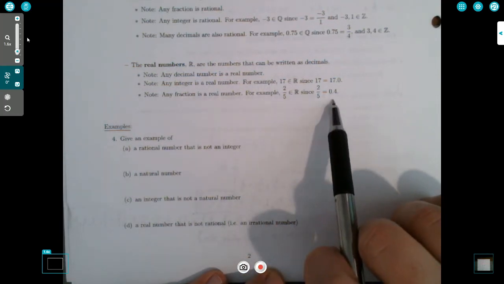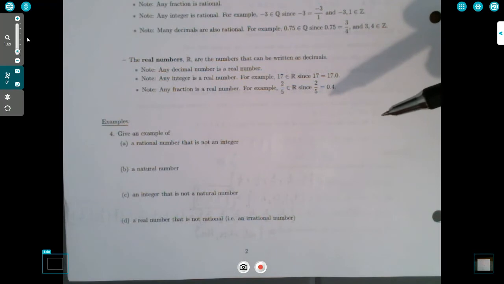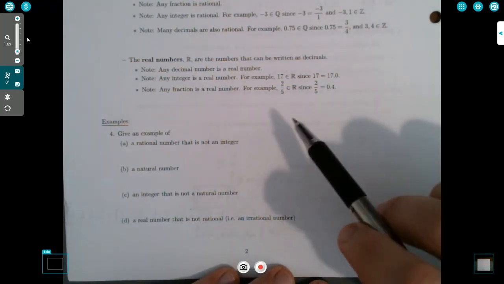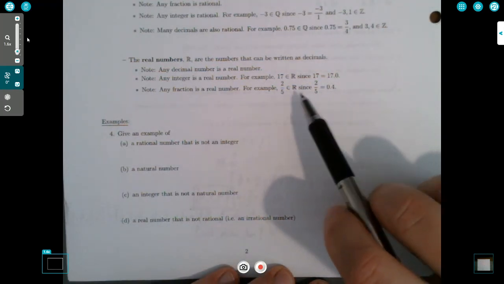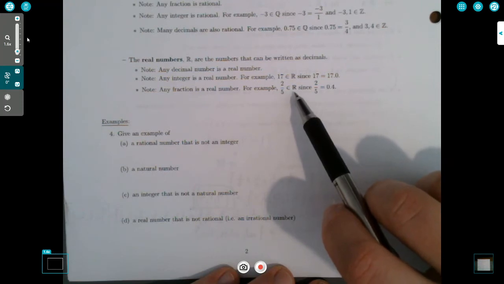Any fraction is a real number because you can always turn a fraction into a decimal just by doing the division, right? 2/5 is literally the same thing as 2 divided by 5. And you can just punch that into your calculator. 2 divided by 5, you get 0.4. So 2/5 has a decimal expansion. So 2/5 is a real number as well.